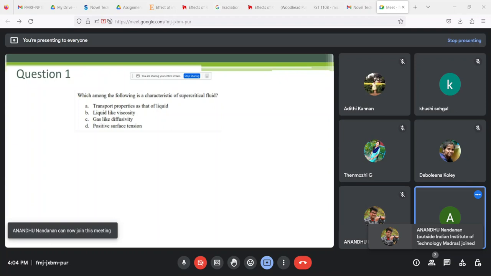So before going into the question, do you guys know what a supercritical fluid is? You can either post it in the message or you can unmute yourself and answer. So what are the characteristics of a supercritical fluid?